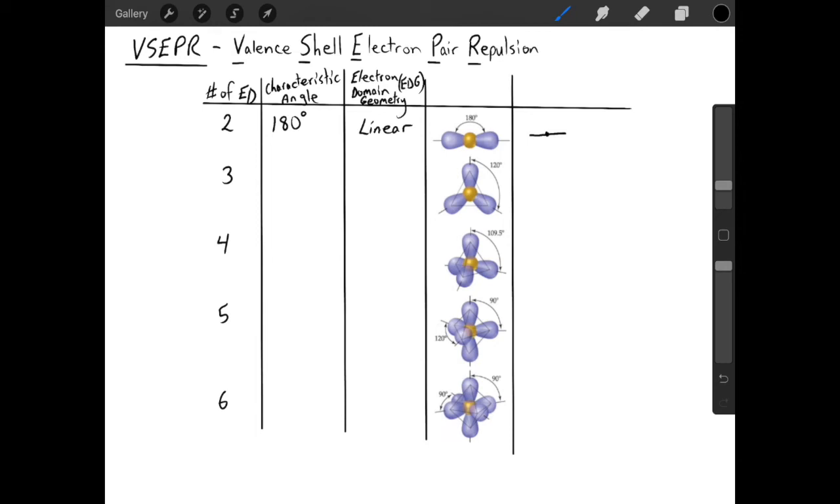When you go to 3 electron domains, the easiest way to get them as far apart as possible while still being attached to that central atom is to arrange them in a triangle where each of the domains is 120 degrees apart from the other domains. And the name that we give this shape is trigonal planar. It's trigonal because it's shaped like a triangle, and it's planar because all 3 of those electron domains are in the same plane as one another. They form a flat surface. And the way that you draw that using the wedge and dash diagrams is to draw a dot and then 3 lines.